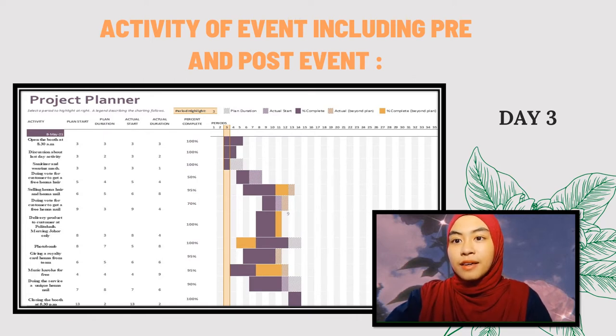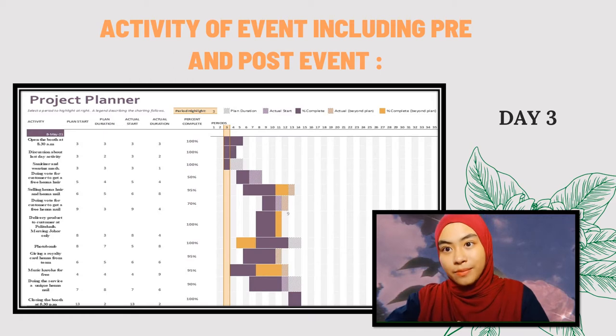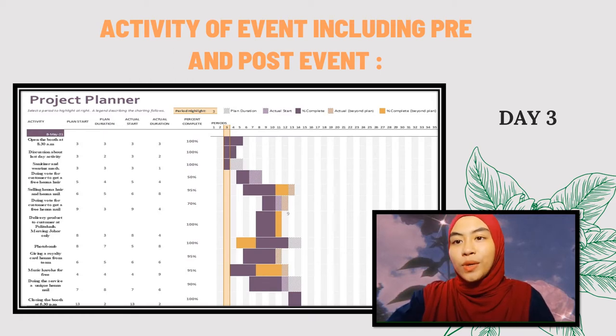The next is that our team gives a loyalty card. For the next activity, we always give a loyalty card handout from our team. Next, we do free music karaoke. And on that day, we provide a service of unique henna nail for the last day. And we close the booth at 5:30 p.m.